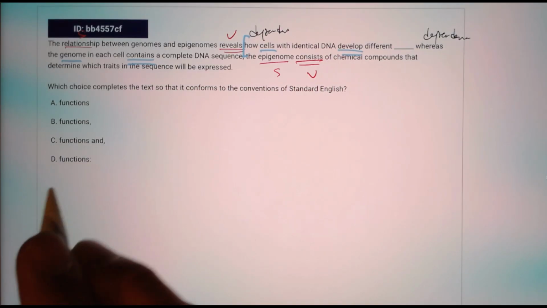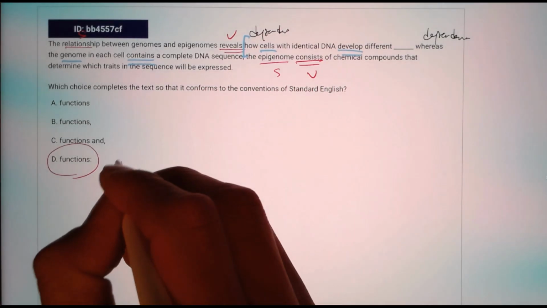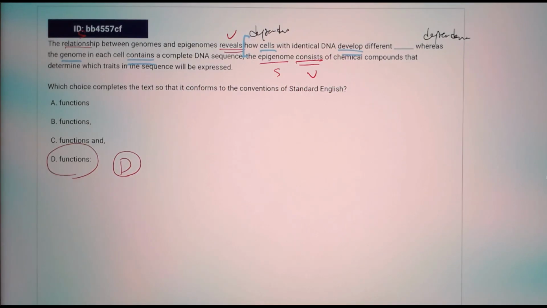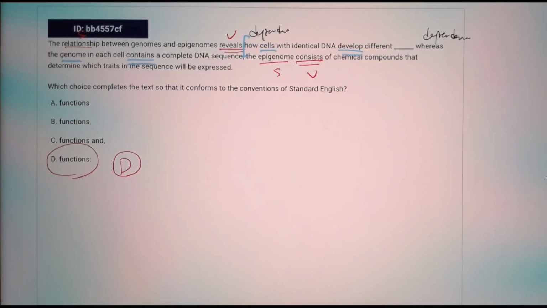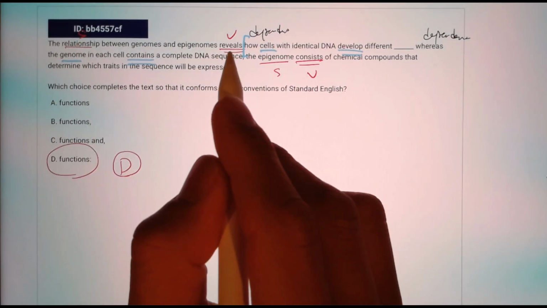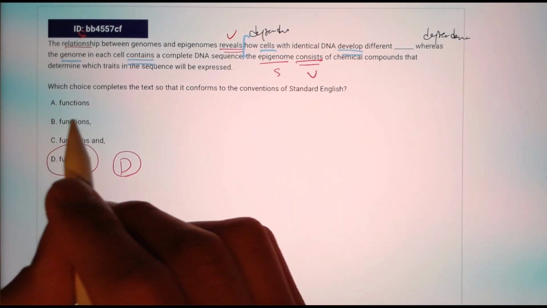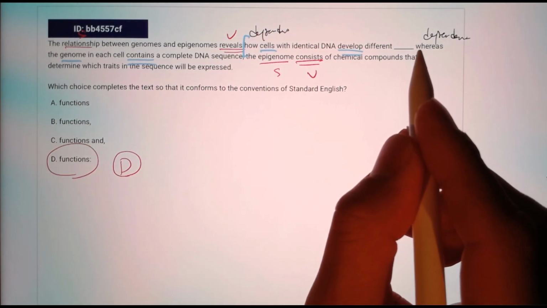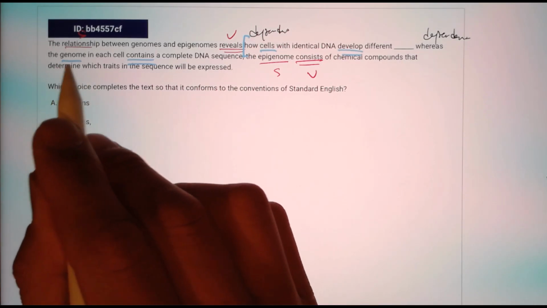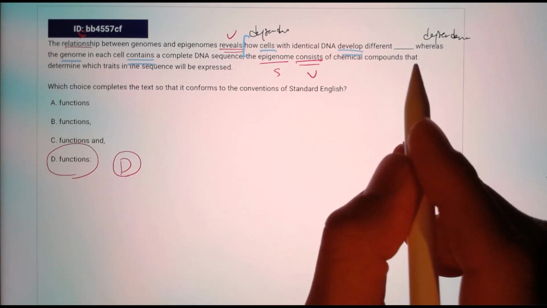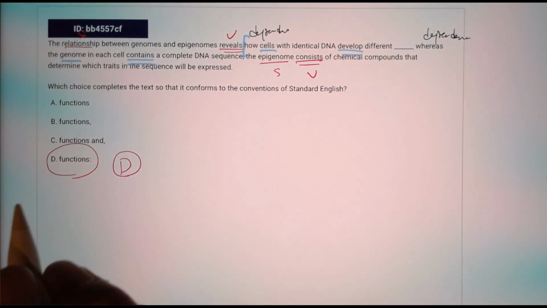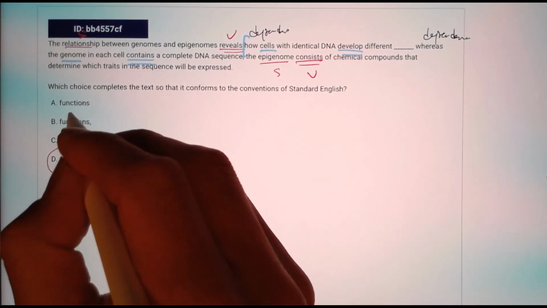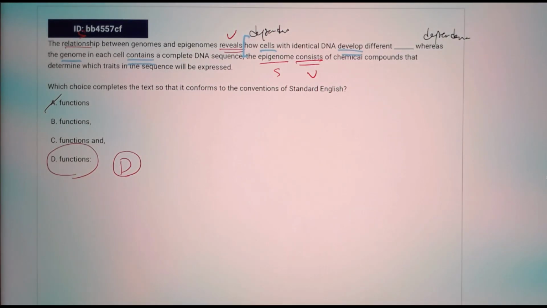And the only way we can solve it is D, because the other answer choices create either run-on or other grammatical problems. So let's take a look. Choice A, we say functions. Okay, subject relationship reveals how, and then you just simply say whereas the genome in each cell. There's not even a boundary here. There's no comma. We're not separating two separate clauses. So choice A cannot be the answer.